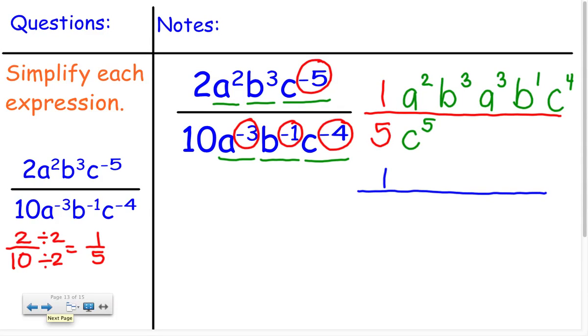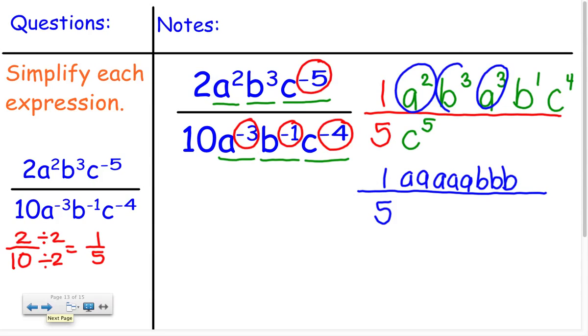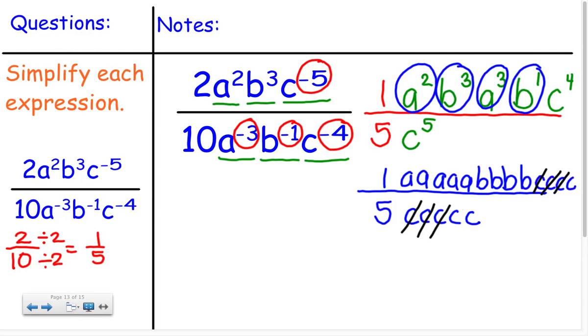So if I write that out, I've got 2 A's, and you'll notice I also have 3 A's here, so I'm just going to put them all next to each other. It doesn't really matter. 3 B's from right here, and then I also have 1 more B, and then 4 C's, and then on the bottom I have 5 C's. And then when I cancel, there are no A's and B's on the bottom, so there's nothing I can cancel there. I can only cancel C's.